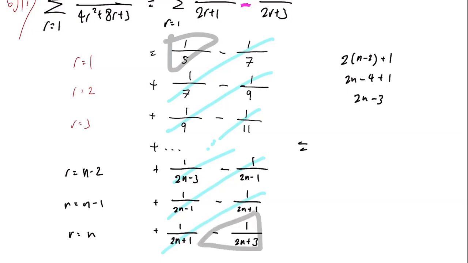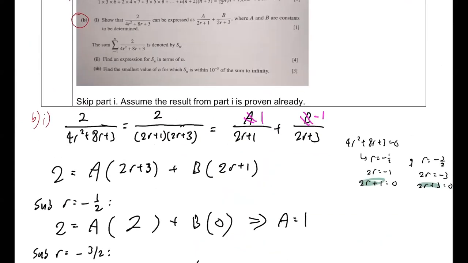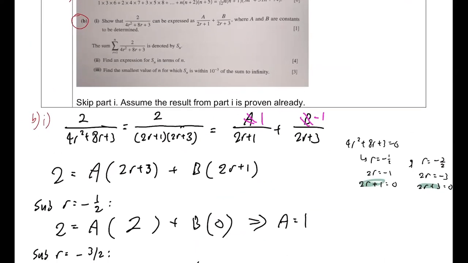So what's this equal to? 1 over 5 minus 1 over 2n plus 3. That's your answer. Okay, that's for B part 2. Moving on. So B part 3 requires us to find the smallest value of n for which Sn is within 10 to the power negative 3 of the sum to infinity.